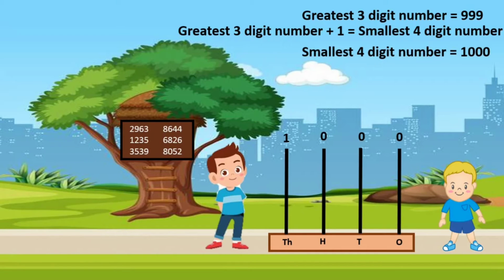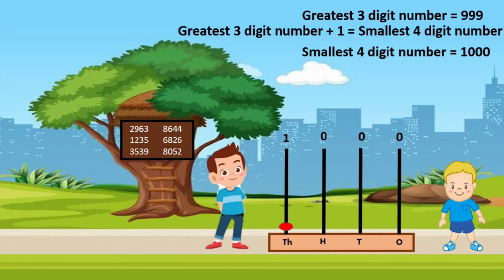Let's now take a look at the placement of 1000 on the abacus. Since we have zeros on ones, tens and hundreds place, we will not put any bead in these spikes. And we have 1 on thousands place, so we will place 1 bead on the thousands spike.